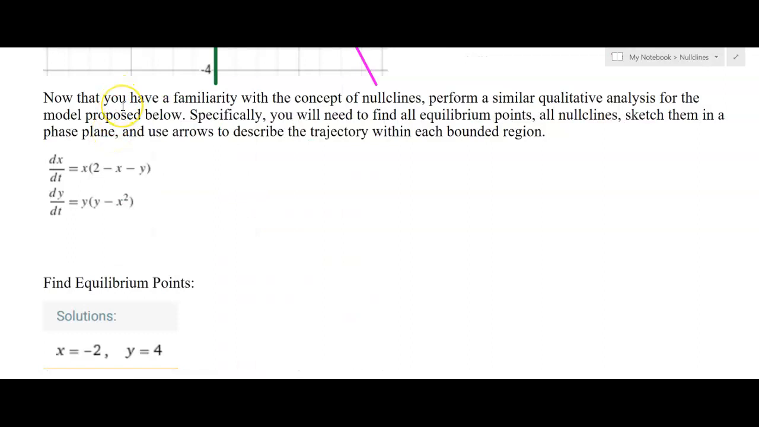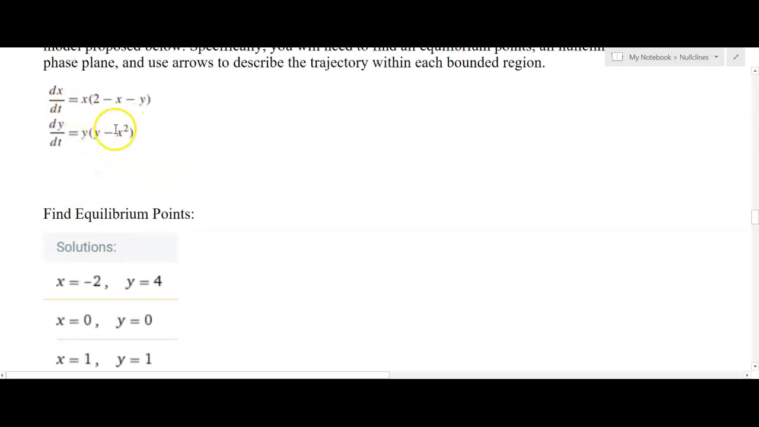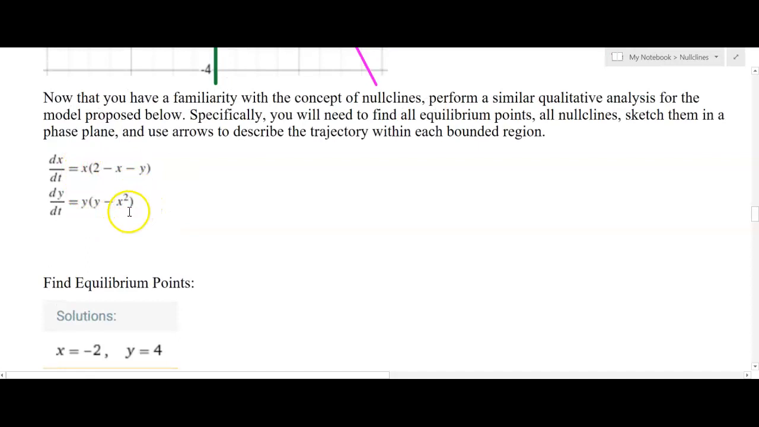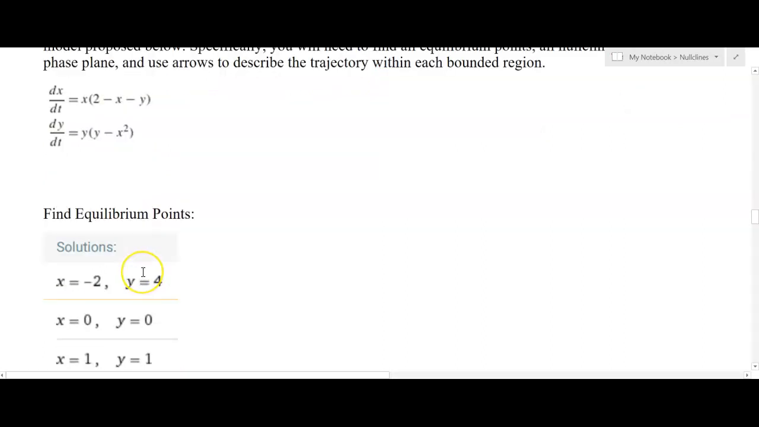So now that we have a familiarity with the concepts of nullclines, we're going to perform a similar qualitative analysis for the model proposed below. Specifically, we need to find all equilibrium points, all nullclines, sketch them in a phase plane, and use arrows to describe the trajectory within each bounded region. So here we have our first and second equation. We see that these are definitely nonlinear. We'll have an interaction term, but we also have a squared dependent variable, so that's a big red flag.